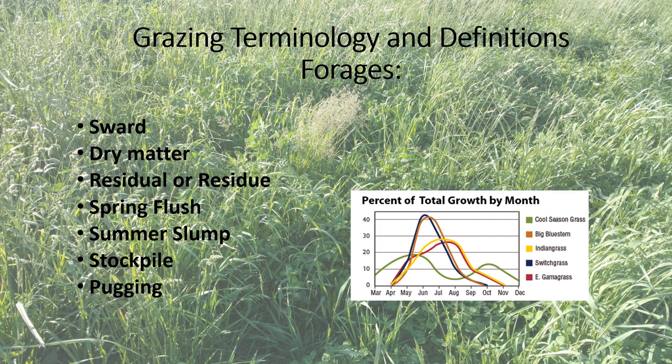The spring flush, something we're going to talk about in a web presentation coming up. If you're looking at that percentage total growth by month chart down below, it's the green line. It's that first real big bump in our forage production. We're going to be hitting that here in a couple weeks, when everything seems to be putting on a seed head and we can't get ahead and we can't graze enough grass. The cows physically aren't eating enough grass. That's the spring flush. Conversely, the summer slump follows that up.